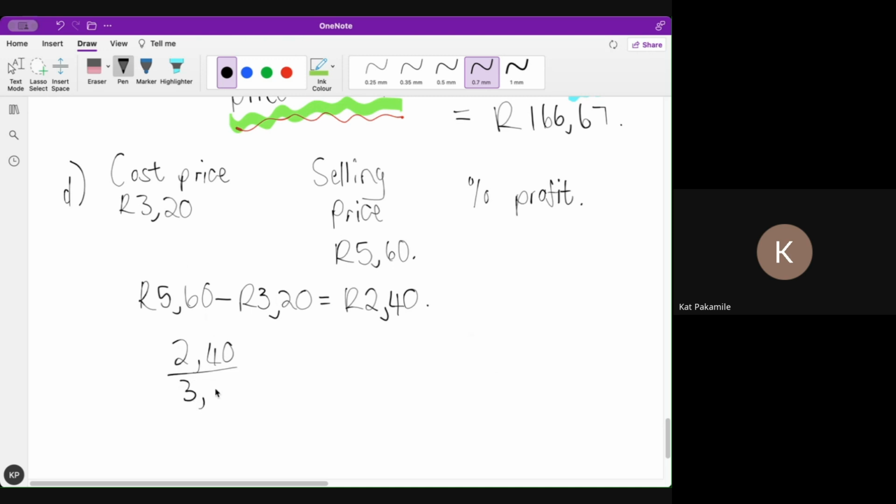So this is 3 Rand 20, but I am looking for percentage. So I have to times 100. Achille is on point, and Entle and Bukhali and Alison Mavis. So what is my percentage profit in this case? My percentage profit will be what? 2 Rand 40 out of 3 Rand 20. That means I made 75% profit.